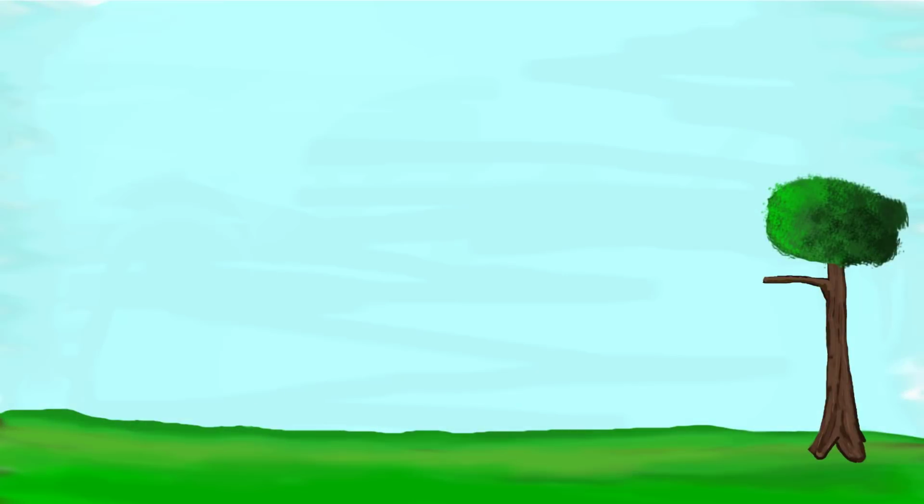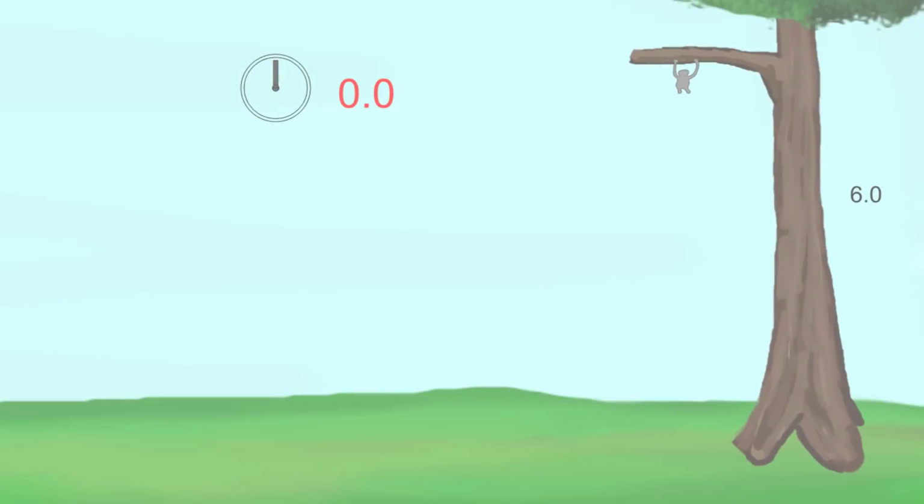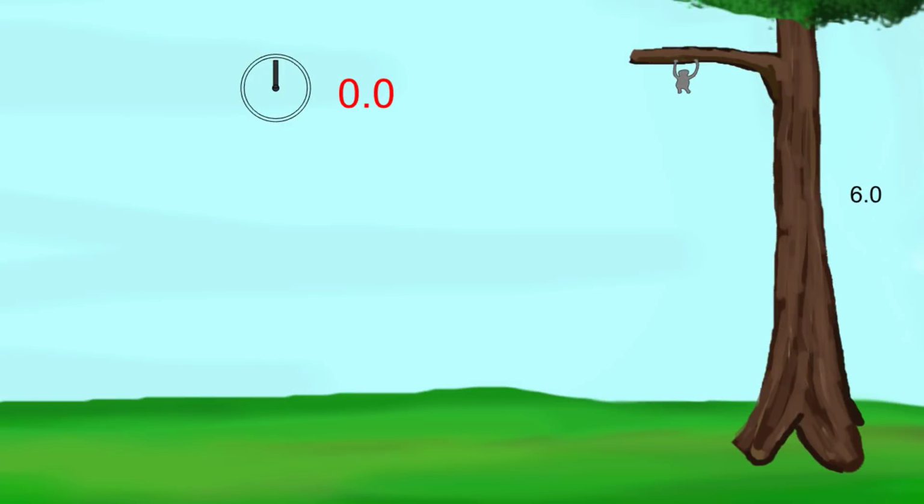So here we are, back in the simulation. This time the hunter is no longer shooting arrows at 30 meters, he is firing bullets at 600 meters, which is around the maximum effective range of an AR-15. So this time, as soon as the monkey sees the muzzle flash, he will let go of his branch in an attempt to dodge the incoming bullet. So here we go.